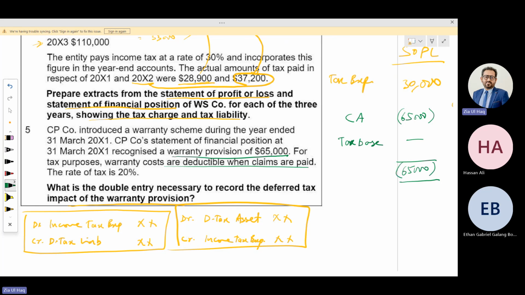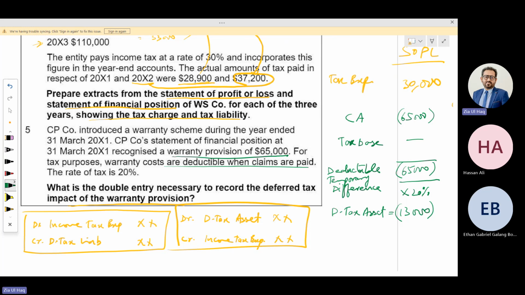This will be called what? Deductible temporary difference, not a taxable temporary difference. This is deductible temporary difference. A positive figure is taxable temporary difference. And we will apply tax rate 20%, and that will come 13,000. This will be called deferred tax asset, because on taxable temporary difference, we can calculate deferred tax liability.